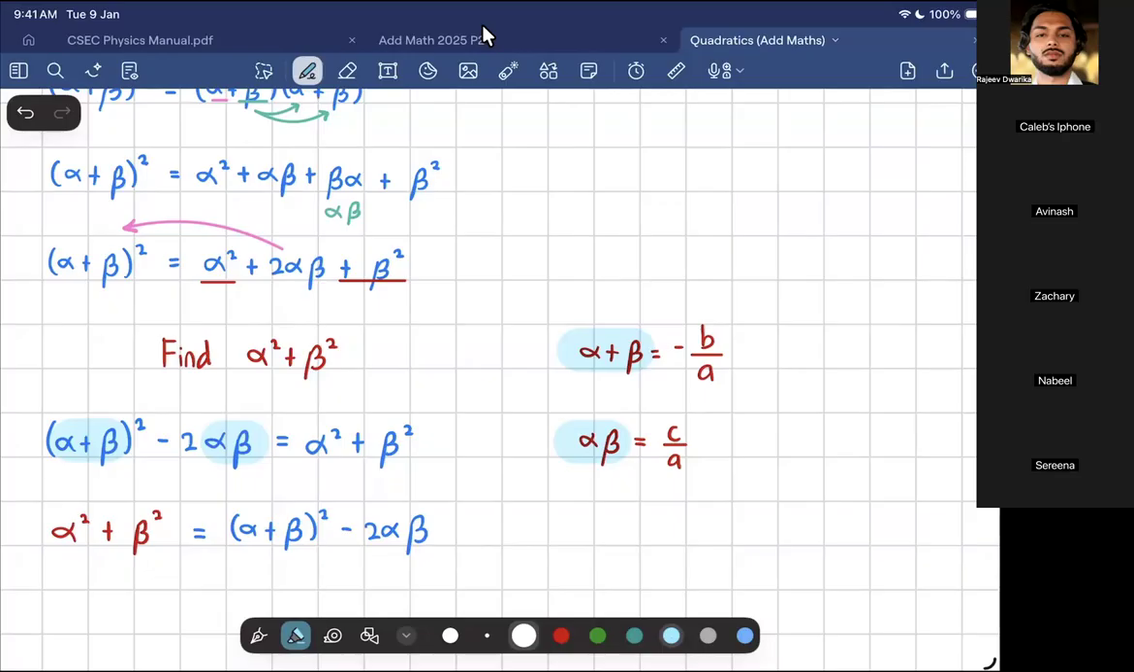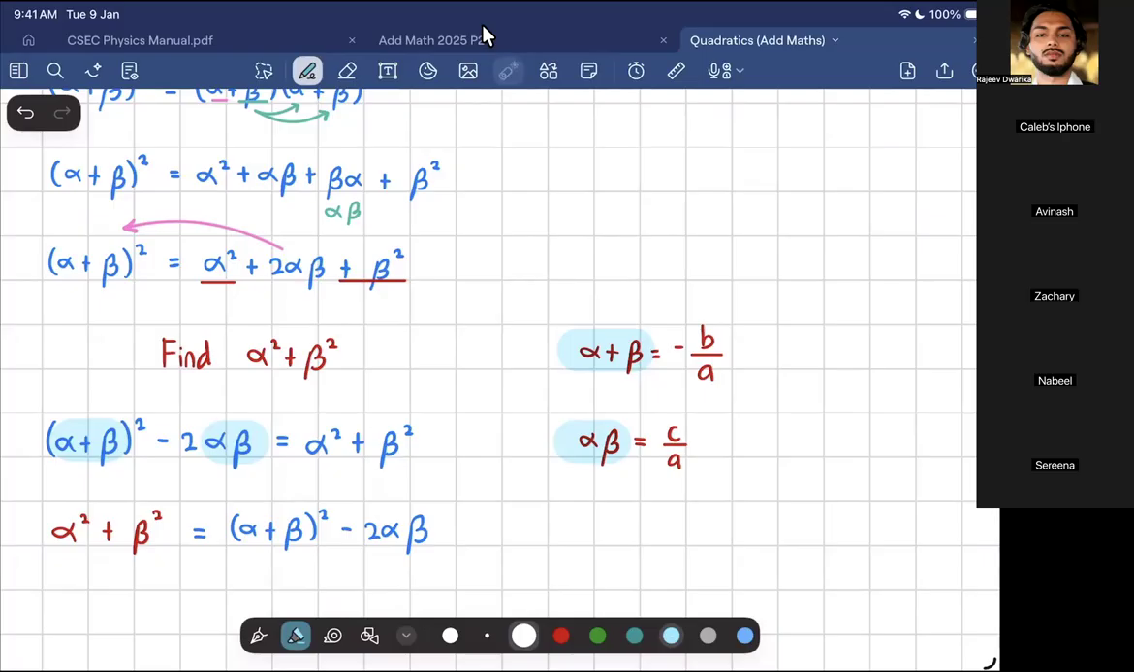Those two things come up again when you're working out other sums in the equation. Yeah, but the main reason is we need to write it like that because we can actually find alpha plus beta and alpha beta. Understand what I mean, right, Zachary?